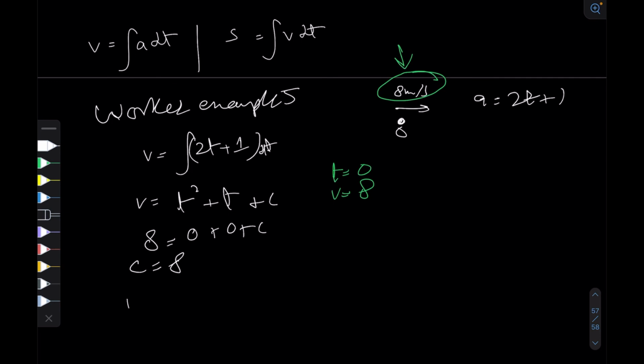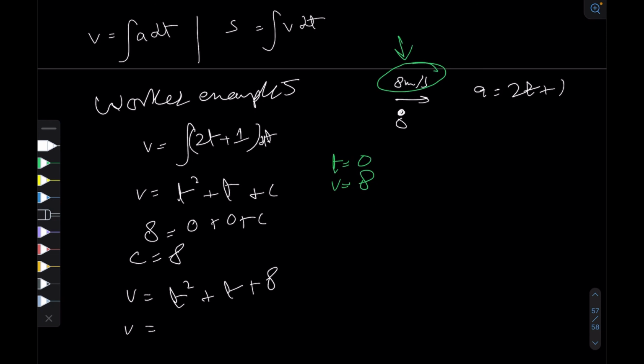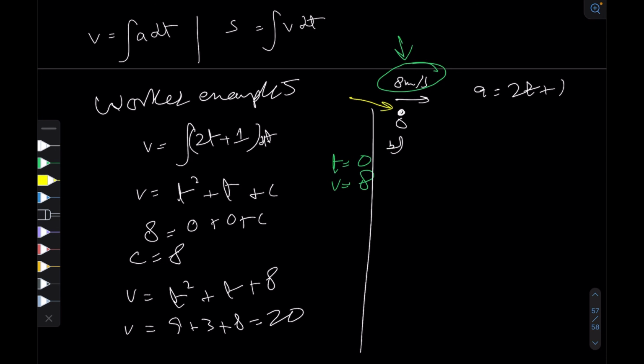So we get our velocity function, which is t squared plus t plus 8, and their question was find the velocity when t is equal to 3. So at t equal to 3, velocity will be 9 plus 3 plus 8, which will turn out to be 20. So this was part A. Now part B says find the displacement from O when t is equal to 3. The reason why they said from O is just to indicate that the plus c will be equal to 0, because at time equals 0, it is at that certain point. And they're saying that at time equals 0, the displacement is simply 0.